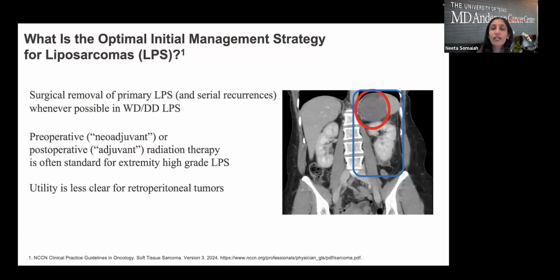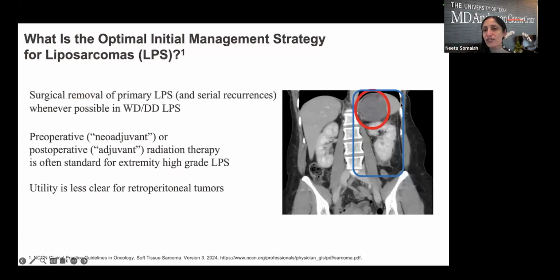And as I said, on a case-by-case basis, we will decide whether we need to do preoperative, which we use the terminology of neoadjuvant, or postoperative, which we call adjuvant radiation therapy. We usually use radiation for the extremity when it's localized. In the retroperitoneal or abdominal space, it is being tested in clinical trials to see if that adds benefit. Again, in retroperitoneal tumors, it's of less clear benefit, but it's still being investigated.